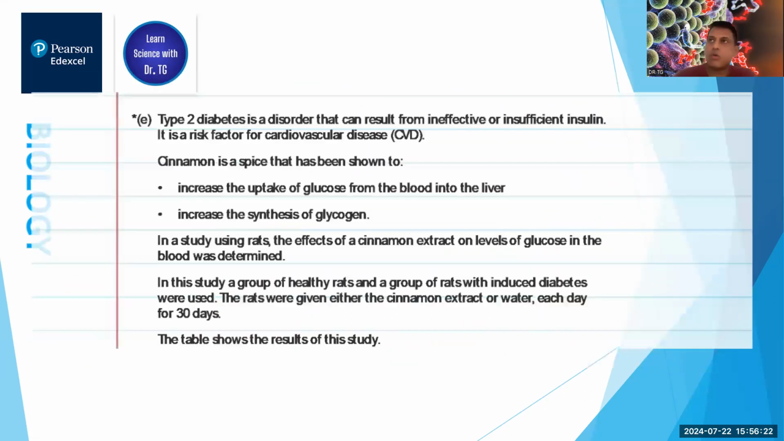Okay, the background is over for this question. That knowledge is very useful for all your biology and coming up questions. Type 2 diabetes is a disorder that can result from ineffective or insufficient insulin.